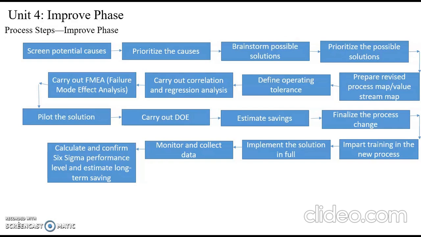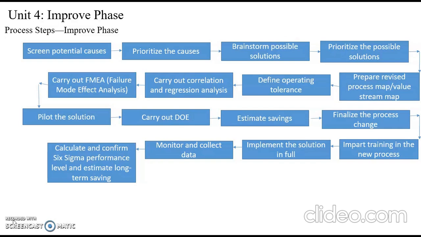And the next step is to prepare a revised process map and value stream map. In the measure phase, we have done the detailed process map. So, after prioritizing all the solutions, some of the operations will be shuffled. So again, you should prepare a revised process map in this step.